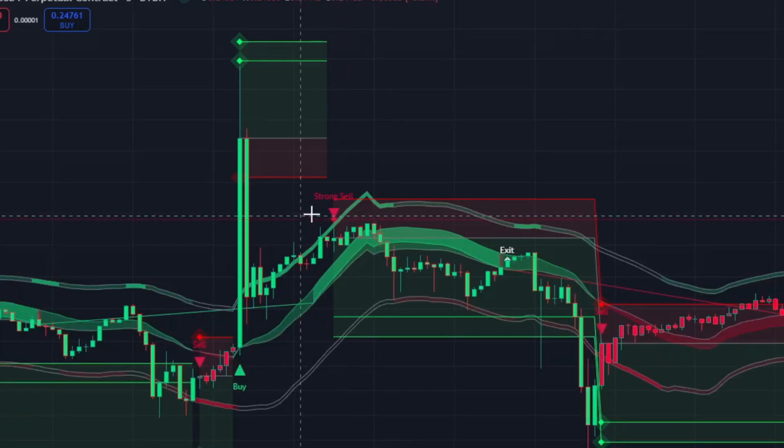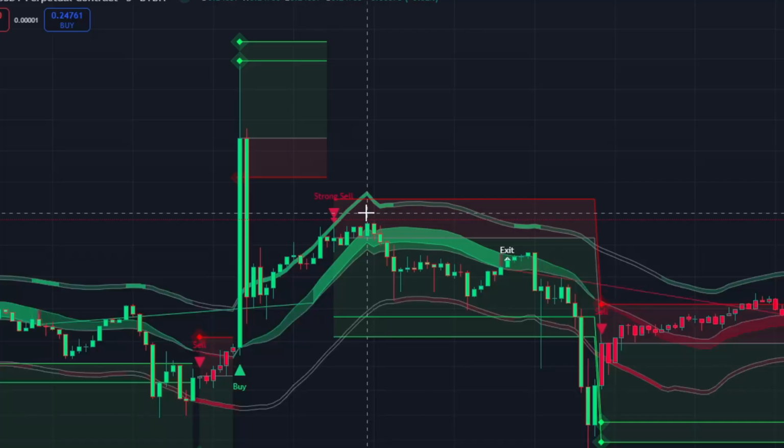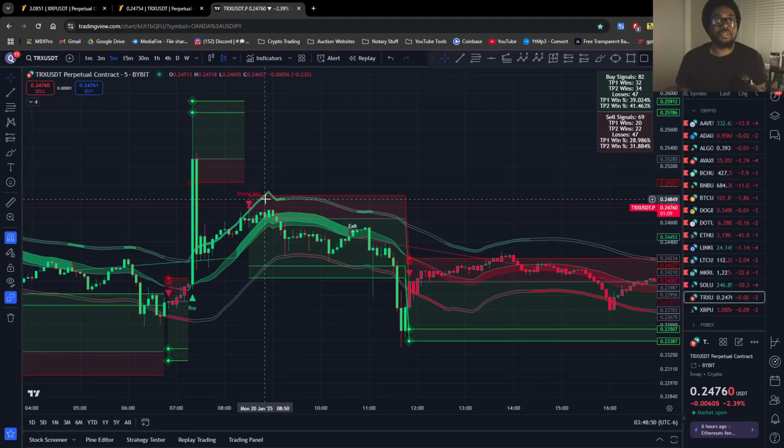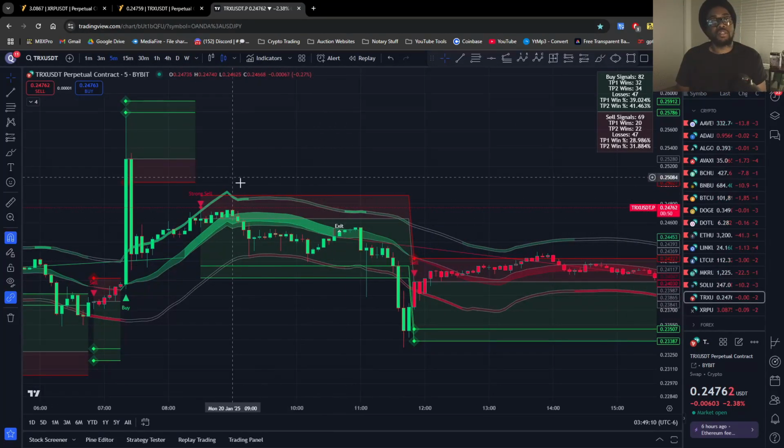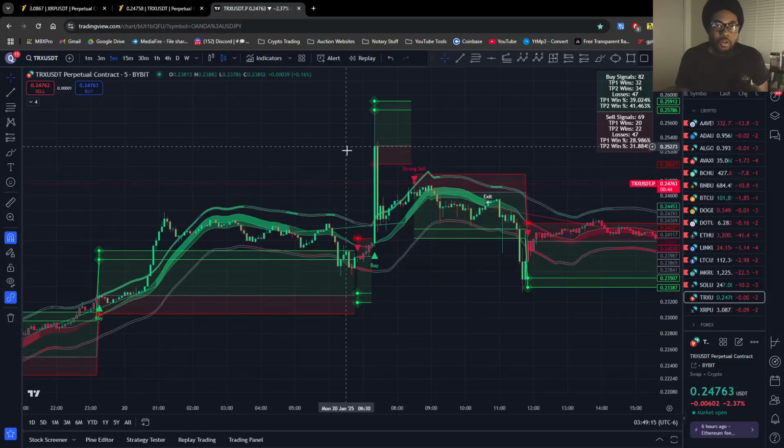Sometimes you'll get what's called strong sells. These are based off of whether or not the price goes outside of these gauge lines here, and that just means there's a high chance it could either go down or go up. But you don't always have to take these trades. It's just giving you entry points that you could possibly take. So it's pretty cool. So far it's working pretty good.